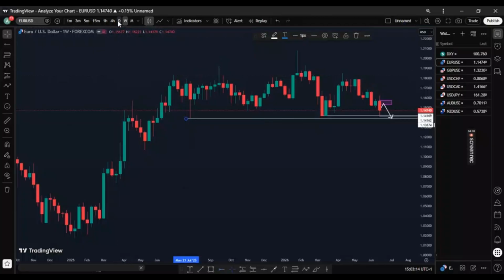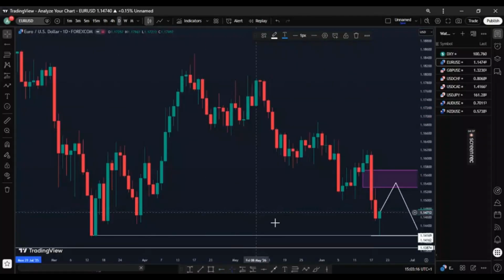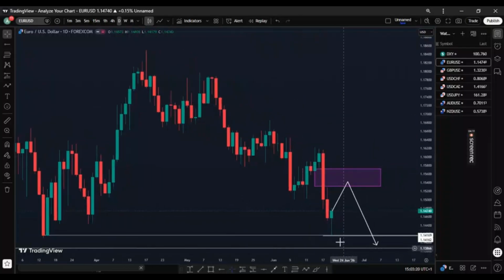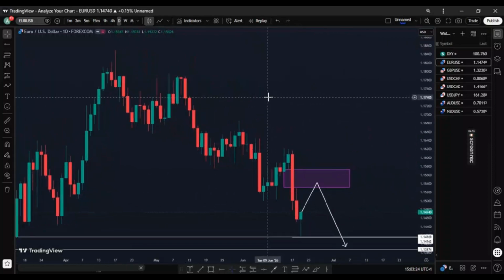If you go back to the daily time frame, you are going to see that we have this target, we have this target here, and we have this target here. So guys, that's my expectation for the coming week. So always do remember to practice good risk management of your accounts when taking any of these trades.